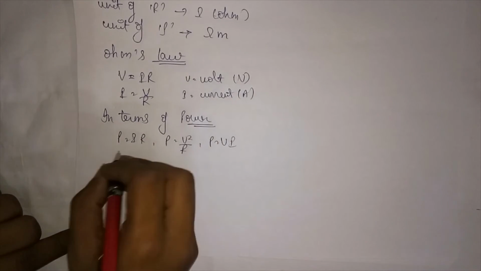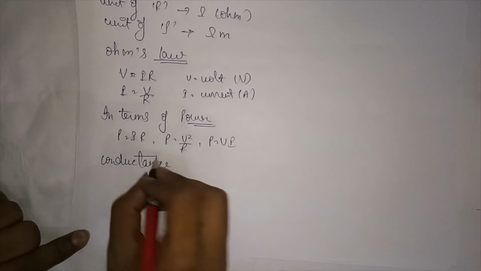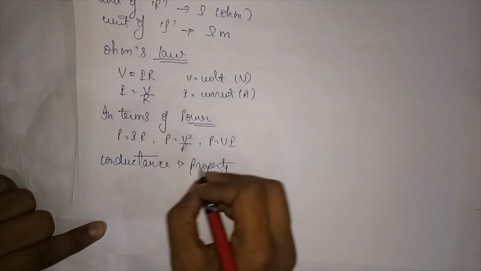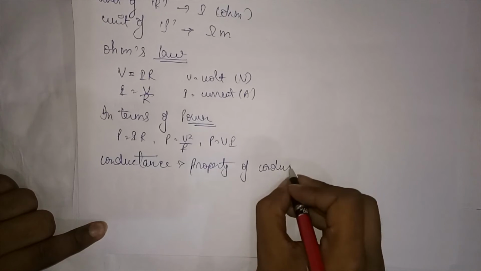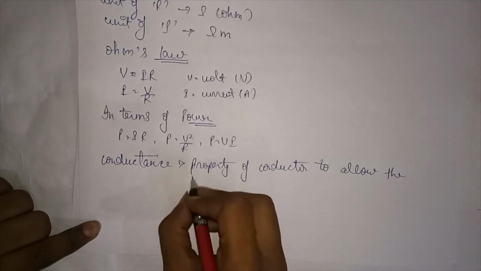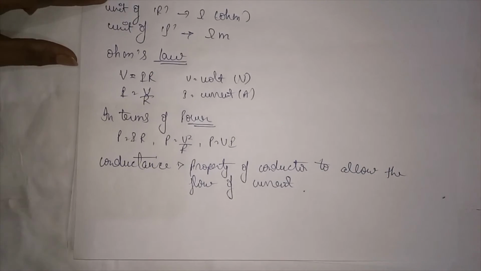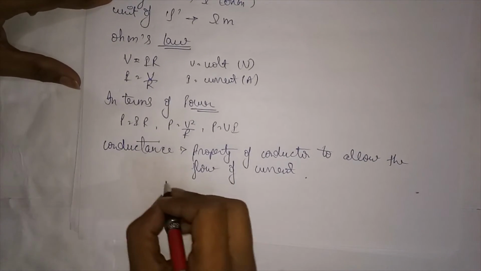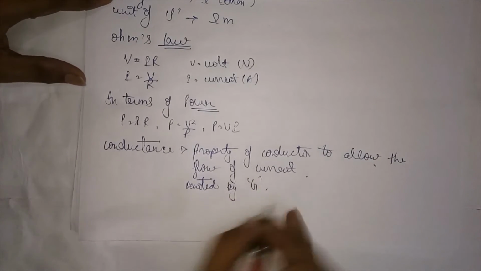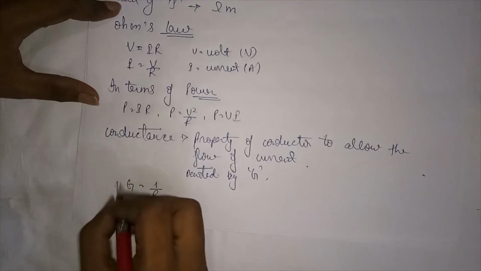Now moving to the last topic of our basics class, that is conductance. It is defined as the property of a conductor to allow the flow of current. Okay, and this is denoted by G. So conductance is inversely proportional to resistance, which implies G is 1 upon R.